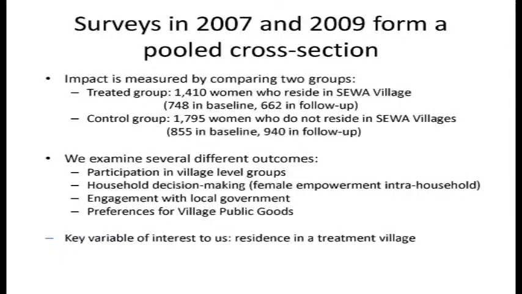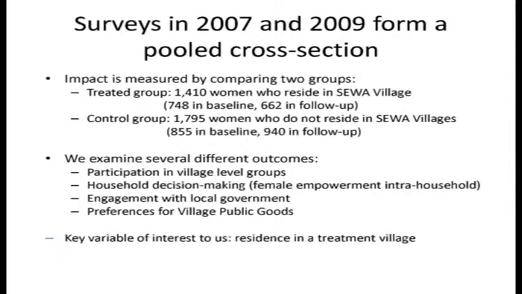And we're basically comparing two different groups. We're comparing the treated groups, which are the women in the villages in which SEVA was organizing these self-help groups. It was a little bit more than 1,400 women in that case. And then we had a control group, which were more villages. So we have almost 1,800 women who do not reside in SEVA villages as part of our control.